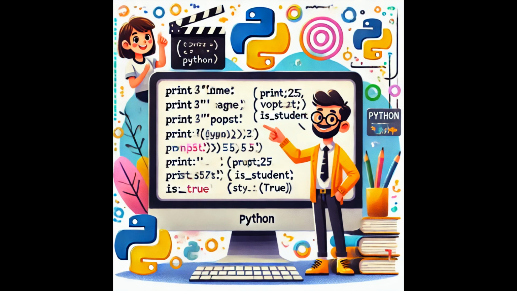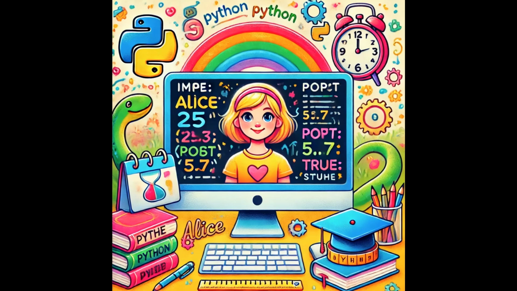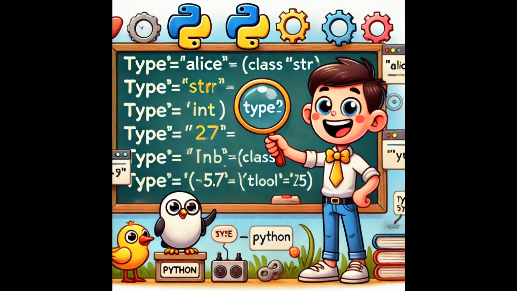print(name), print(age), print(height), print(student). This code will output the values of the variables name, age, height, student. You can combine different types of data for more complex tasks.